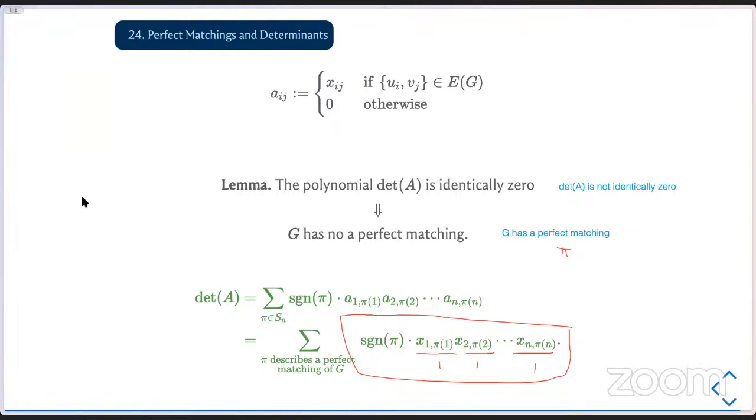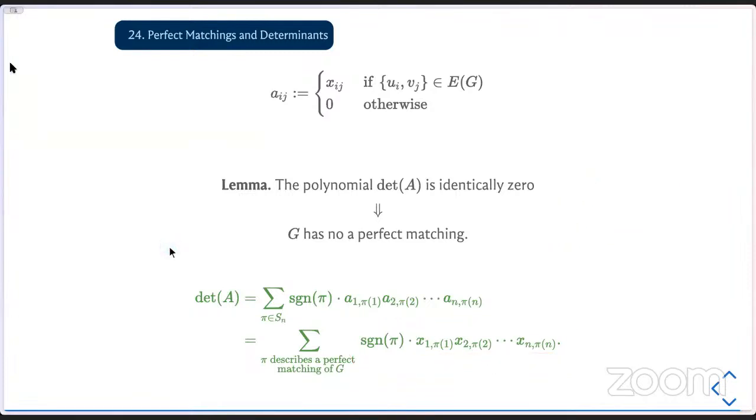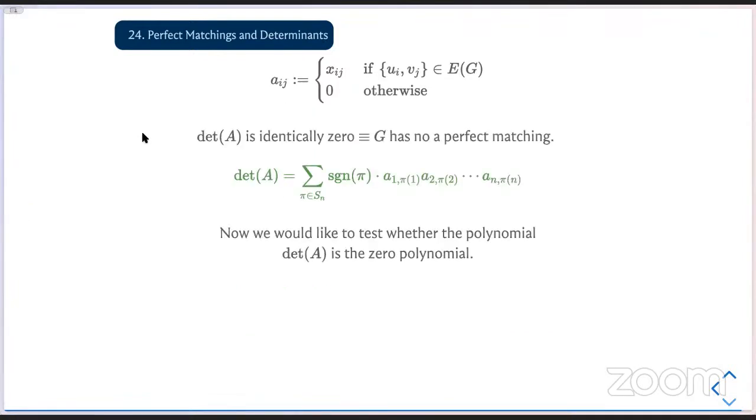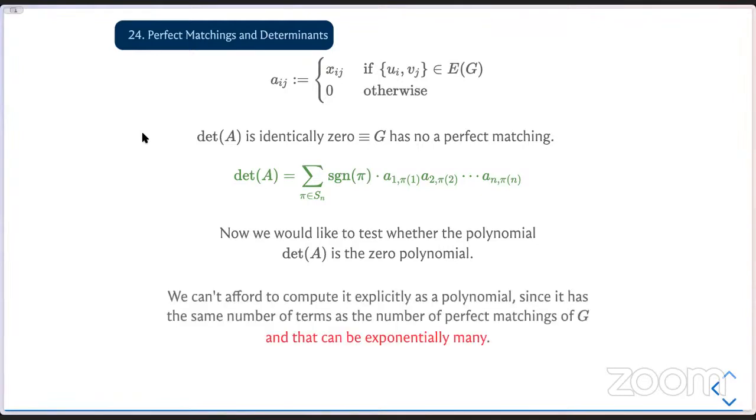So now we have this polynomial with this very useful property: it's identically 0 if and only if G has no perfect matching. So the polynomial tells us a lot about the perfect matching status of G. Now we want to know if this polynomial is the 0 polynomial or not. One way to do that is to write out the matrix and then write out the polynomial and figure out if it's identically 0 or not. But even writing out this polynomial is an expensive affair, because this is a sum over n factorial terms.